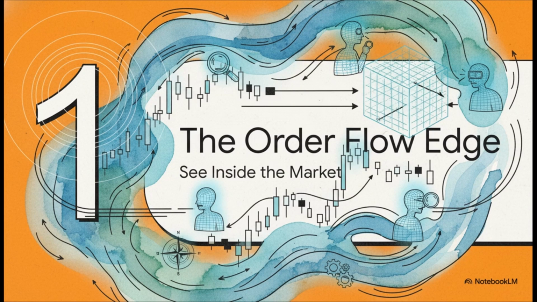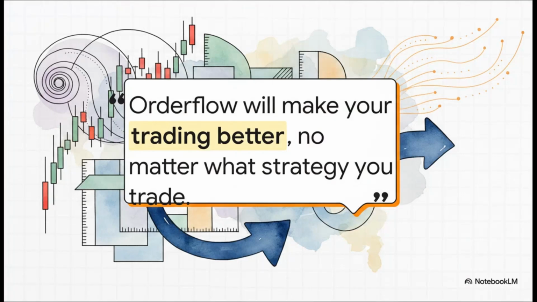Section 1, the order flow edge. Now, the absolutely crucial point here is that we are not throwing away your current toolkit. I definitely don't want you abandoning the technical analysis you spent years perfecting. Instead, as our source material from a verified seven-figure trader emphasizes, order flow adds an undeniable layer of high-quality confirmation to whatever strategy you already use. Whether you trade ICT, smart money concepts, Fibonacci, or just basic supply and demand, order flow is the ultimate validator.